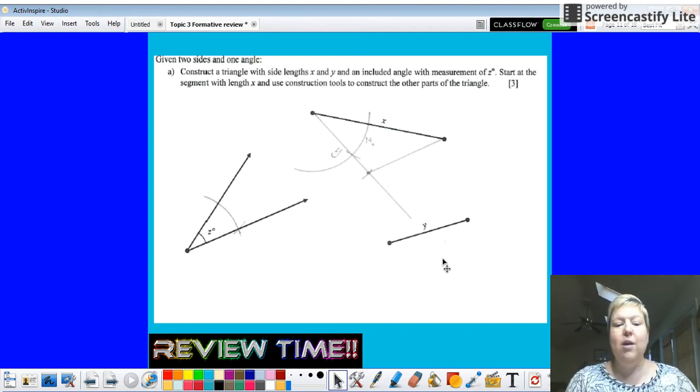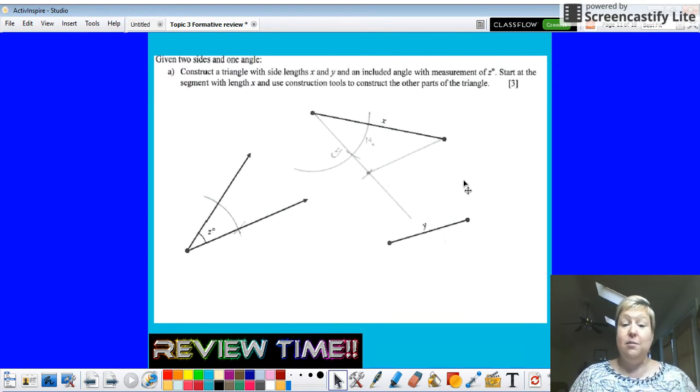From there, I'm going to copy the segment Y, but I have to copy segment Y onto the second ray of the angle. That's the only way to make sure that angle Z is actually included between line X and line Y. So if you notice on my paper right here, I copied segment Y, and then all I was left to do was construct a line with my straight edge from that point of intersection over to the second endpoint of X. By doing so, I've created a triangle that has side X, included angle Z, and side Y.